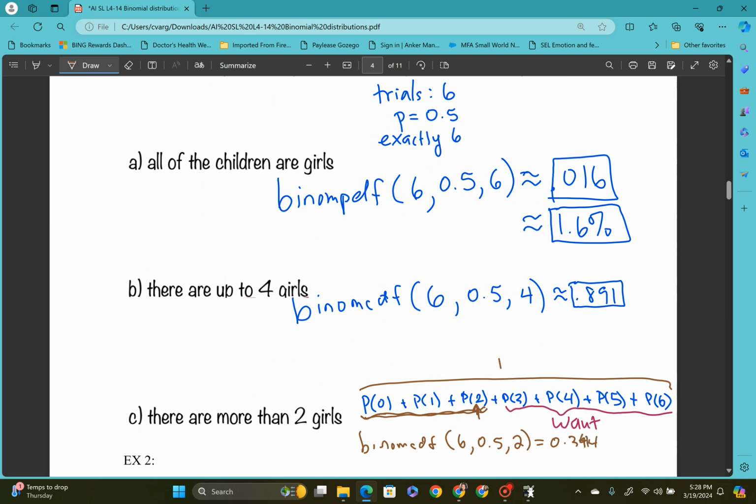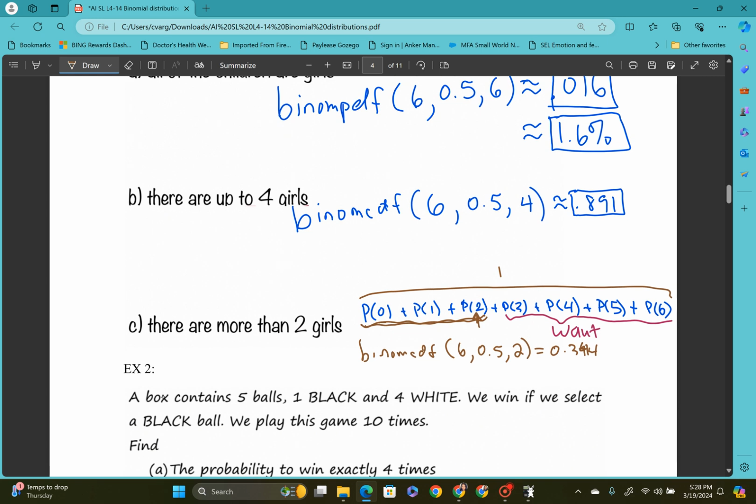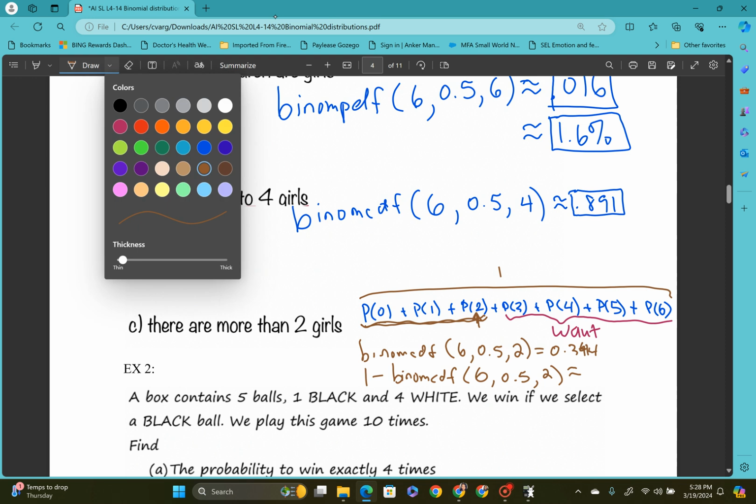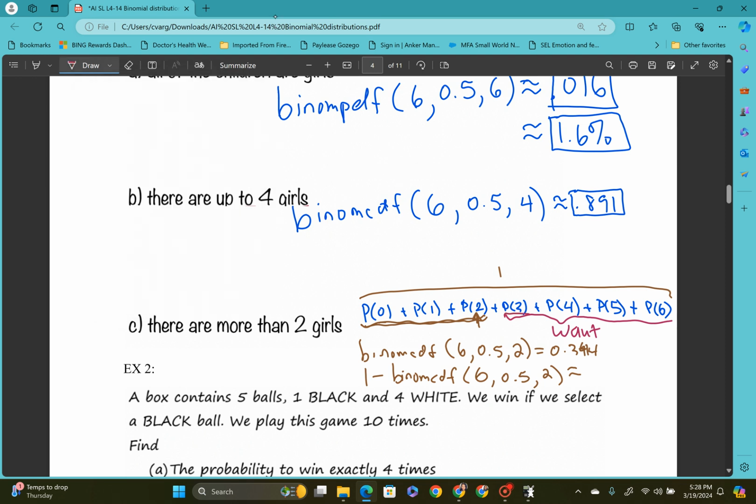Now that's the part up to 2. We want the remaining, so we want to do 1 minus binom CDF. See what we're doing? 6, comma, 0.5, comma, 2. This is what we really want. So let's take our calculator because we want to get back to this spot. This is what we want, this whole remaining part. So the whole thing is equal to 1 minus the part that is just up until 2. So that's 1 minus binom CDF.